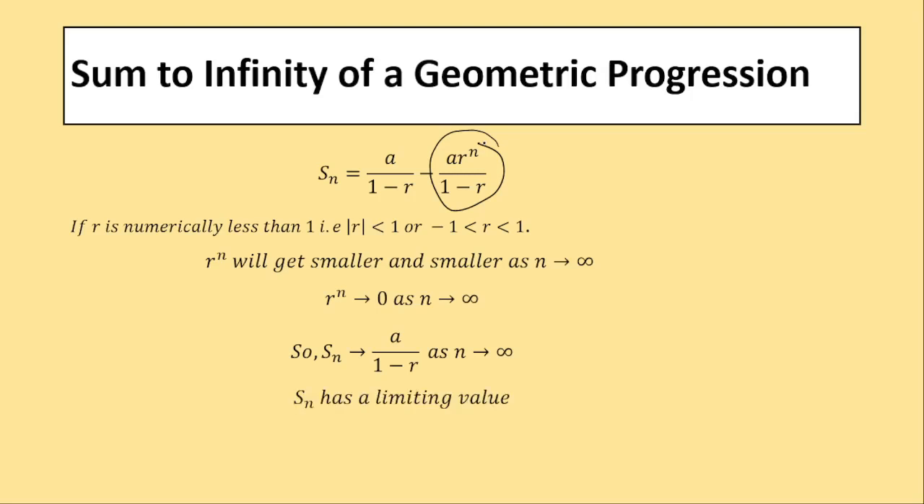So S sub n has a limiting value, and if S sub n has a limiting value, that means S sub n has a sum to infinity. The limiting value is the sum to infinity. So the GP will have the sum to infinity, and it is a over 1 minus r.